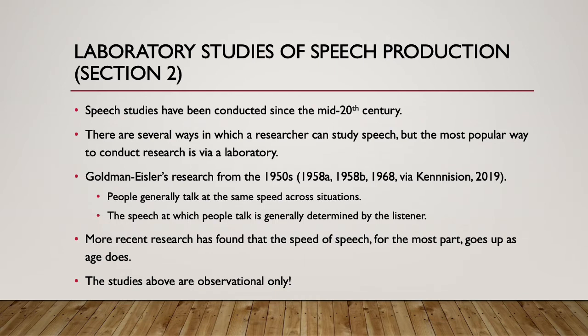More recent research has found the speed of speech, for the most part, goes up as age does. So young children talk slower than adolescent children do. Adolescent children speak slower than adults. However, that being said, once you hit a certain age, about the middle of your life, your speech begins to slow again, and this is due to stiffened muscles used in speech production. So as you age, your speech will sort of get quicker and quicker until it plateaus for a while, and then around the middle of your life, it will start to decline in speed again.